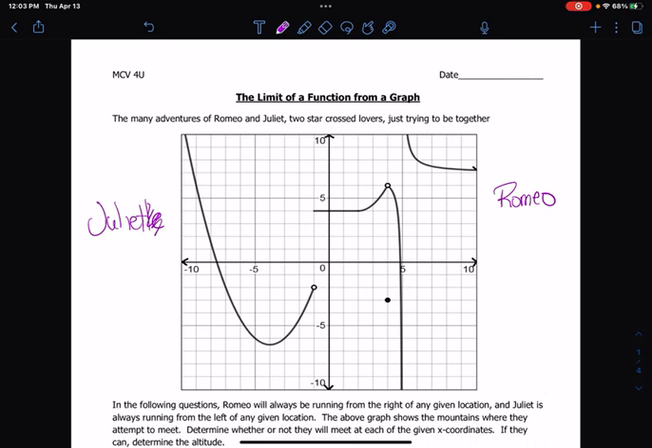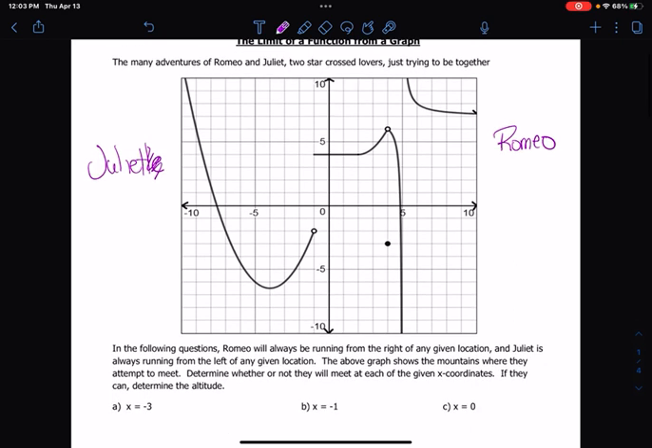Okay, so we're going to talk about something called limits today. The first one, I'm just going to start with something easy. I'm looking for the limit as x approaches -3. So I can look on my graph to where -3 is. And the idea is that Juliet is going to run towards x equals -3 along the graph. She'll be running down this way, and Romeo will be running this way. So they're both running from either side. And the question is, do they actually meet at the same point?